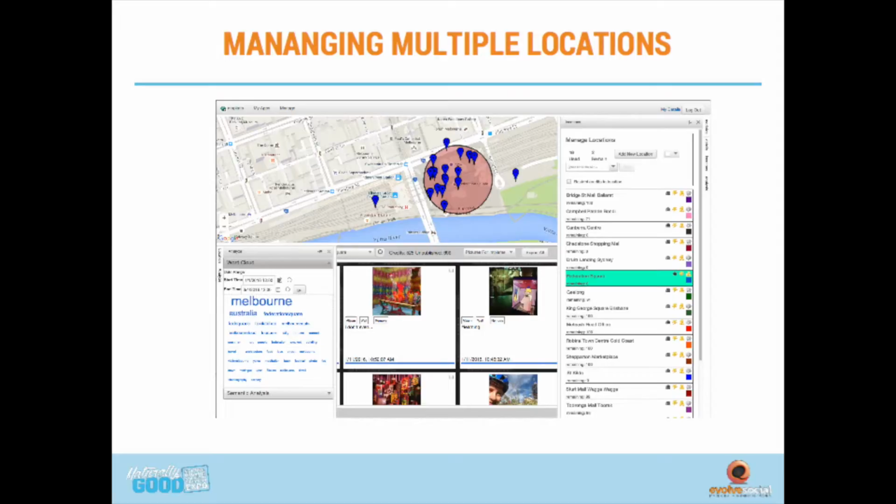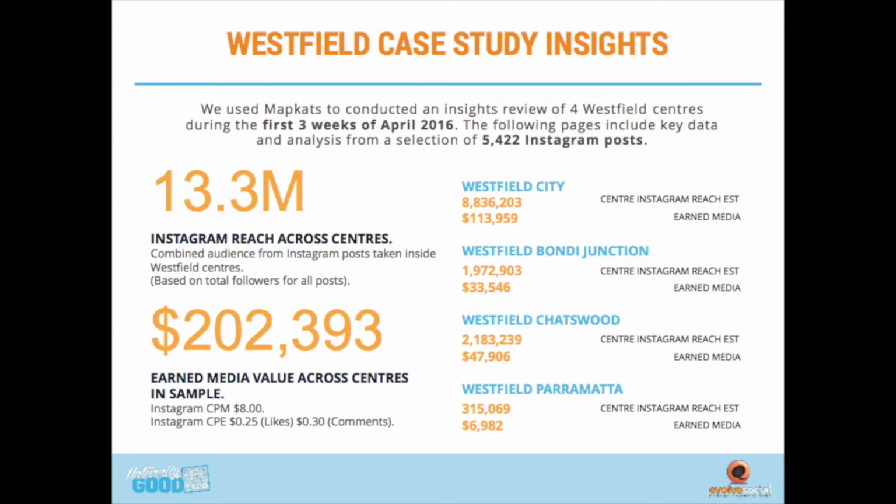So this is a little cross-section of the tool here of Mapcats, which you can use to monitor multiple locations, and you can see the keywords that are coming up, and some of the photos that are coming up through that. And this is a case study which we did around 4 different Westfield shopping centres, just to get an idea. What we found, in just a 3-week period, looking at each of these areas, is the amount of content that's been produced. There's a media value attached to that. And then there's a reach of something like 13.3 million people across all of those different stores. And that represents earned media.